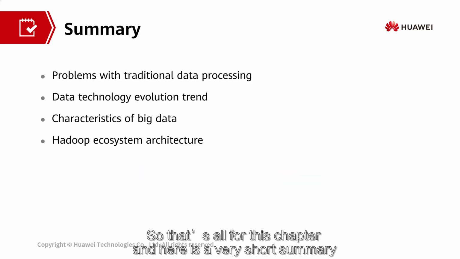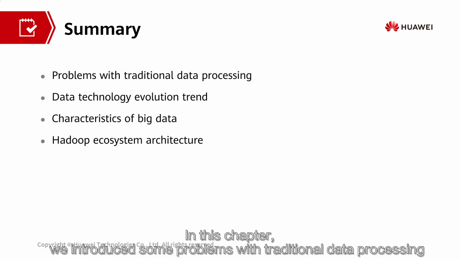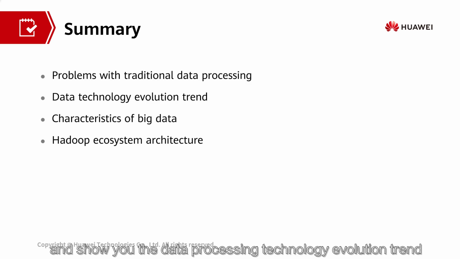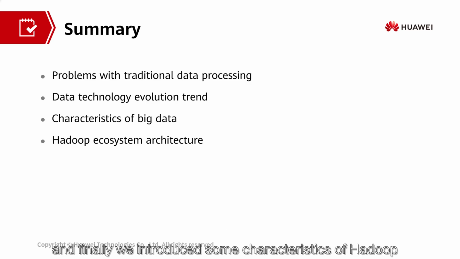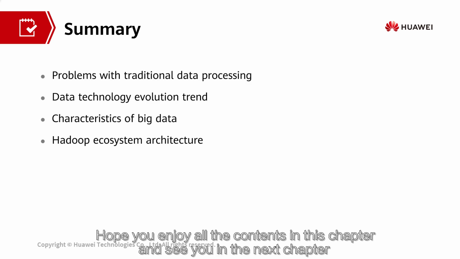So that's all for this chapter, and here is a very short summary. In this chapter, we introduced some problems with traditional data processing and showed you the data processing technology evolution trend. Then we talked about the overview of Hadoop ecosystem architecture, and finally, we introduced some characteristics of Hadoop. Hope you enjoyed all the contents in this chapter, and see you in the next chapter.